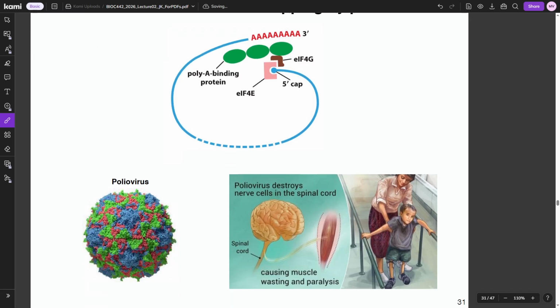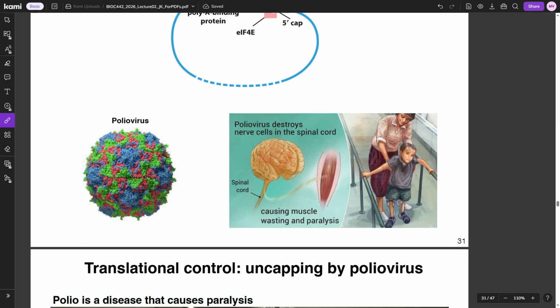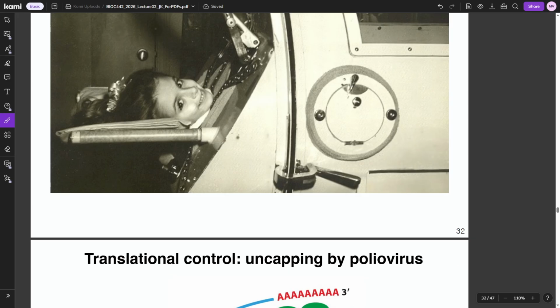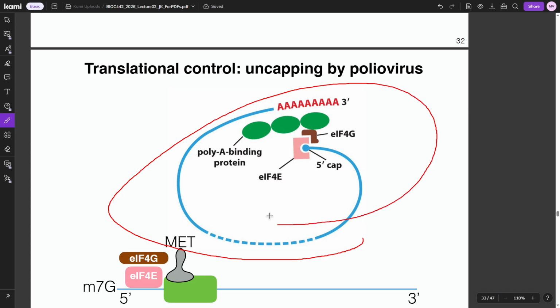Yeah, I mean, polio is bad. It causes paralysis and destroys nerve cells. The spinal cord gets absolutely destroyed by poliovirus. So, deadly virus, horrible. Basically, we talked about this, but under normal conditions, you have this.